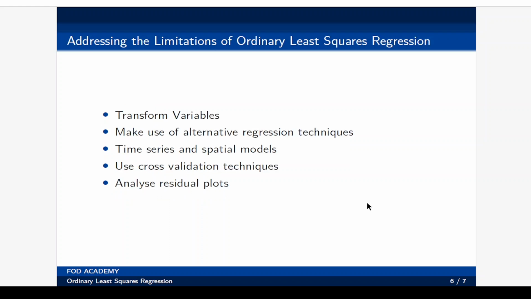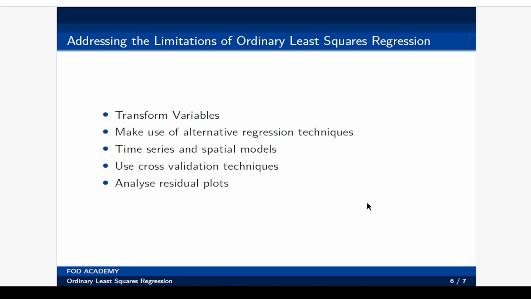Addressing the limitations of ordinary least squares regression. Several corrective measures can be applied to significantly enhance the reliability and validity of the conclusions drawn from OLS regression models. These corrective measures include transformation of variables, making use of alternative regression techniques, making use of time series and spatial models, making use of cross-validation techniques, and analyzing residual plots. So we'll be discussing these corrective measures one after the other.